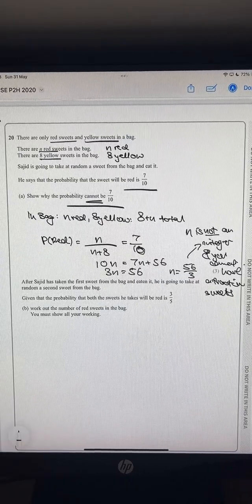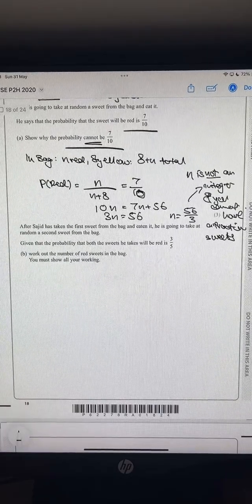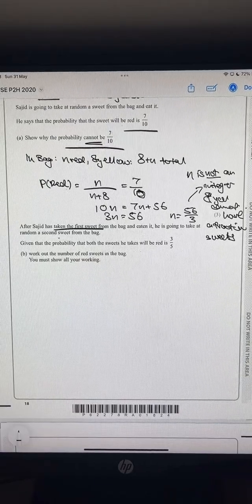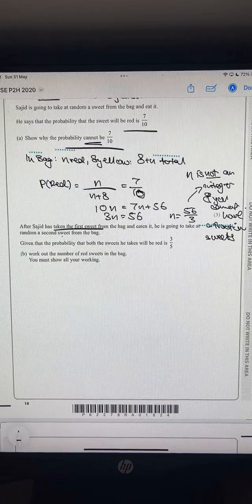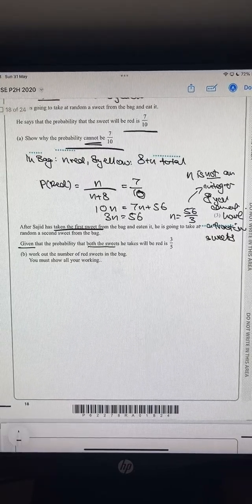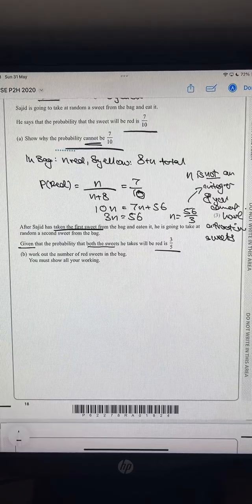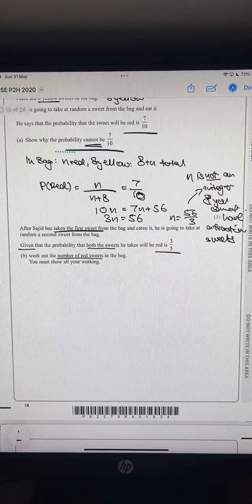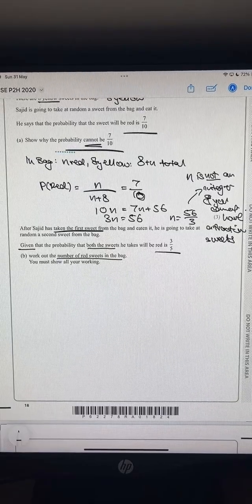We've proved Sajid wrong. So Sajid is just going to continue eating these sweets. He has taken the first sweet from the bag and has eaten it. He's going to take at random a second sweet from this bag. This is a higher question. Given the probability that both the sweets will be red is 3 over 5, work out the number of red sweets in the bag. You must show all your working.